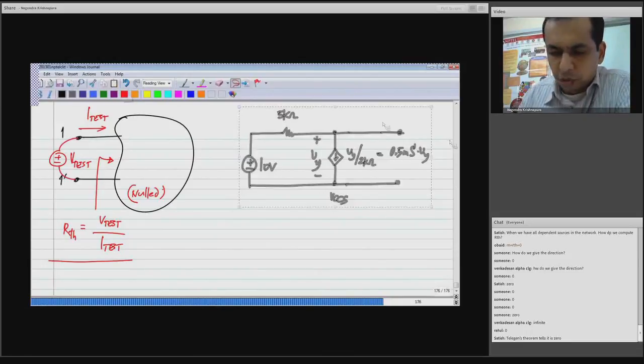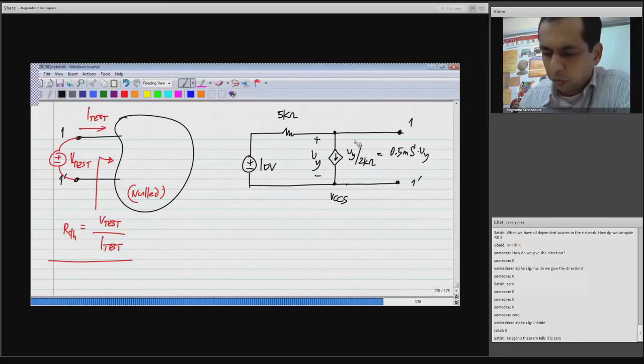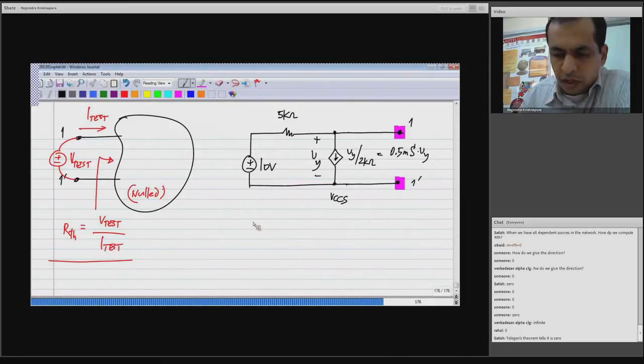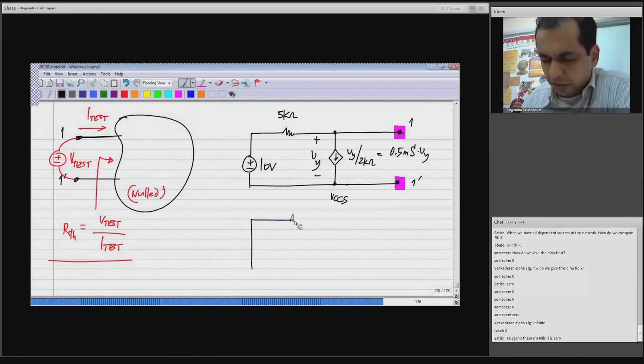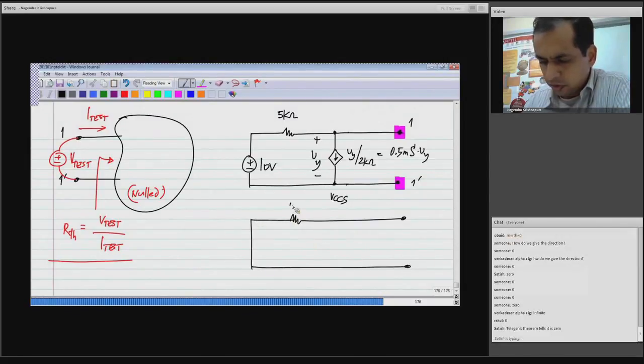You have to find the open circuit voltage, which of course you do in the normal way, at 1 1 prime. You do circuit analysis to find out the voltage across this. Okay, and you have to also find the Thevenin resistance. For that you set the 10 volt source to 0, so that becomes a short circuit.